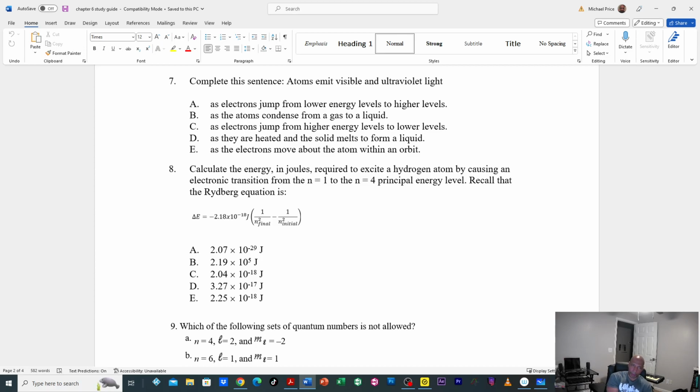Okay. 8. Calculate the energy in joules required to excite a hydrogen atom by causing an electronic transition from the n equals 1 to the n equals 4 principal energy level. Okay. Recall that the Rydberg equation is. So I have everything you need right here. All right. I gave you the Rydberg equation.